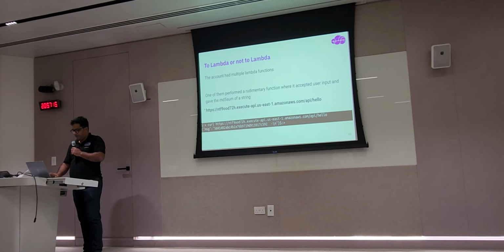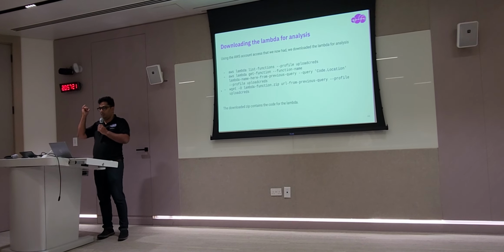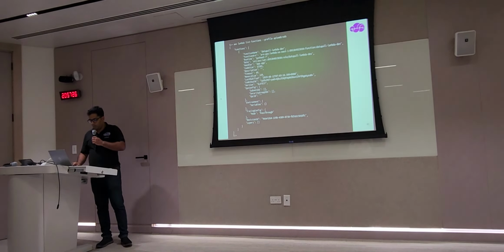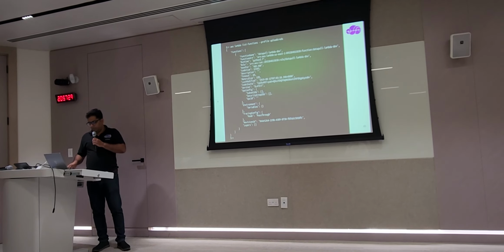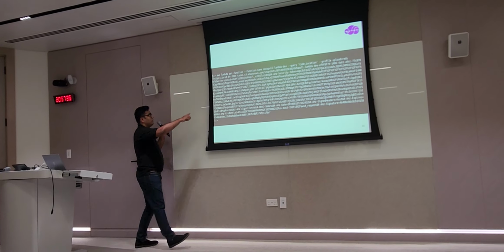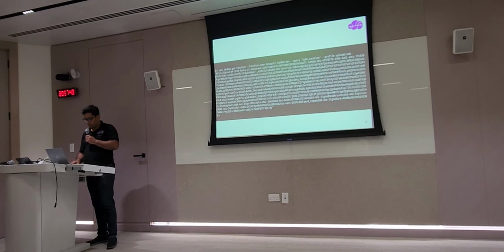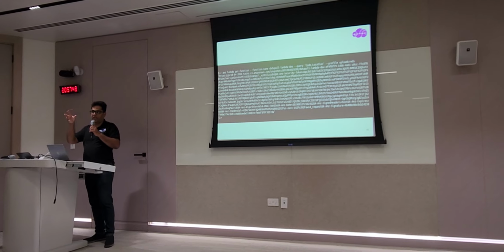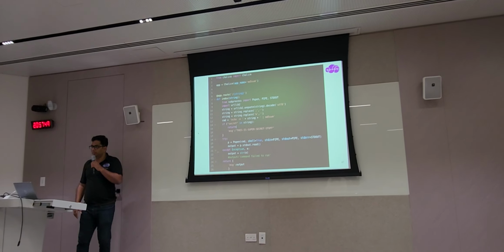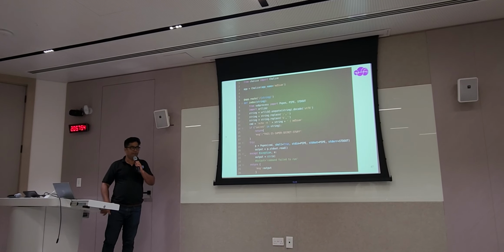We downloaded the Lambda for analysis, essentially running list-functions. List-functions showed us the function. The get-function call with the function name gives us a URL. This is a signed URL, right? All you have to do is paste this in your browser or wget it, and you have the source code of the Lambda function, right? This was the code. Can you spot the bug? The functionality is you give it text, it returns the MD5 sum of the text.